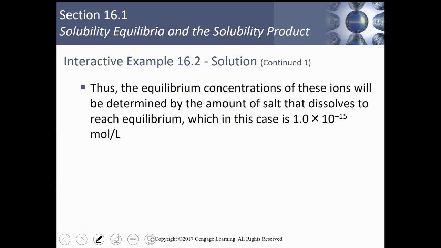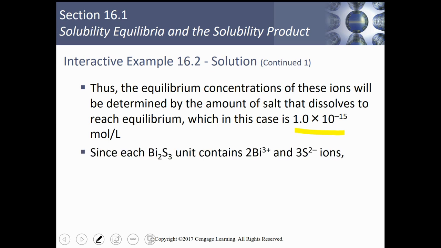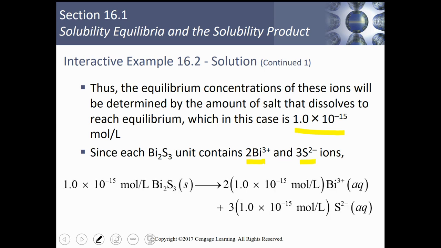The equilibrium concentrations of the ions will be determined by the amount of salt that dissolves to reach equilibrium. They tell you this number, which is that 1.0 times 10 to the negative 15. Since each of them contains two Bi plus 3 ions and three S minus 2 ions, we can look at that change in your ice chart. Since the solubility is going to be that X value, it's going to be 2 times X for Bi plus 3 and 3 times X for S minus 2.